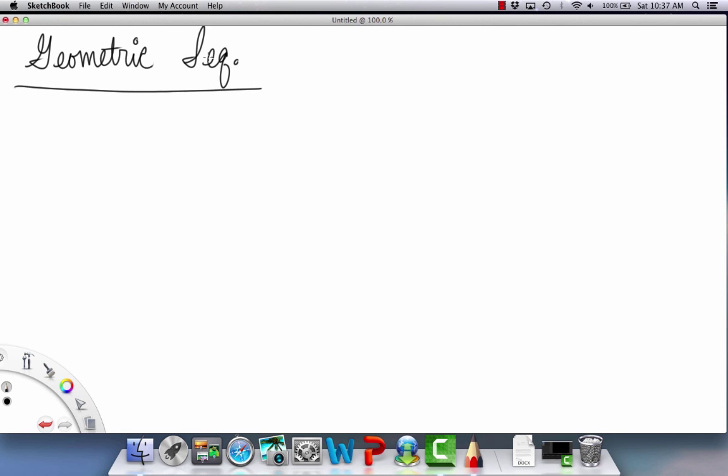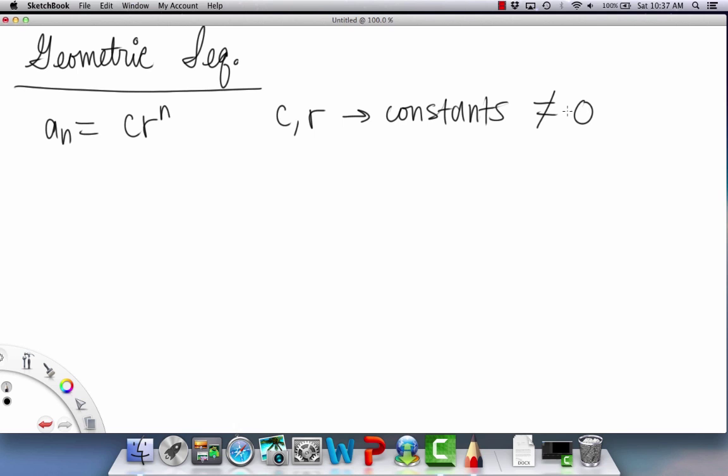Okay, so geometric comes in the form of, here's the general term, a_n equals c times r to the n. So c and r are both constants, and they have to be non-zero constants, not equal to 0. Because then that would kind of just make every term 0, and that's not very interesting. So what's interesting about geometric sequences are the limit of them.